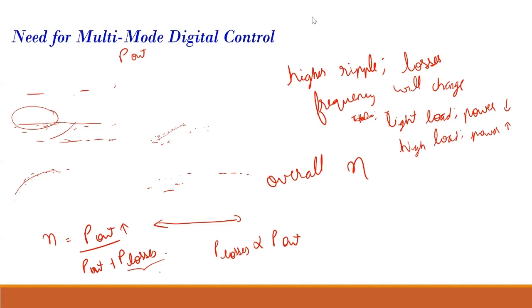Can we say in PSM switching losses increase with load and decrease with load? Yeah, so switching losses will increase with load in PSM and it will also reduce as the load is reducing.